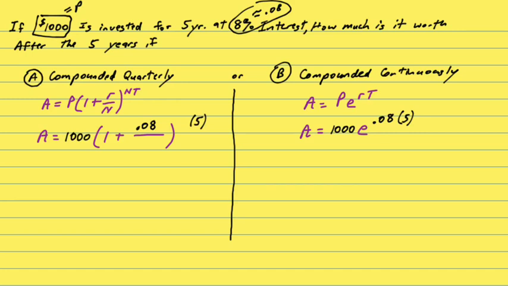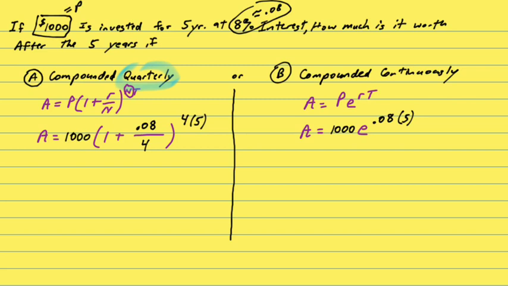N is how many times it's compounded per year. If it is compounded quarterly, that means N is a 4. So I filled everything in. Now it's just a matter of using my calculator. I didn't neglect an N here. The N should also be a 4 out here, right? Because it's 4 times per year.